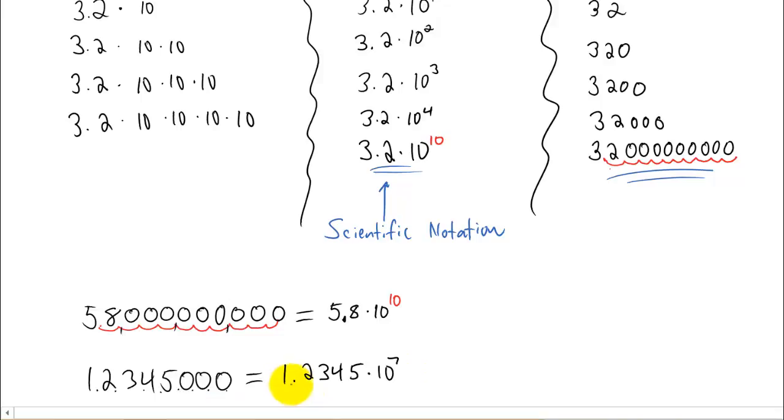Now, if you don't need to carry all of these numbers along in the problem, the 2, 3, 4, and 5, it's possible to round. Where you want to round is just going to be based on the problem that you're asked to do.